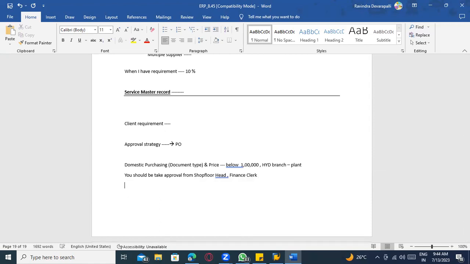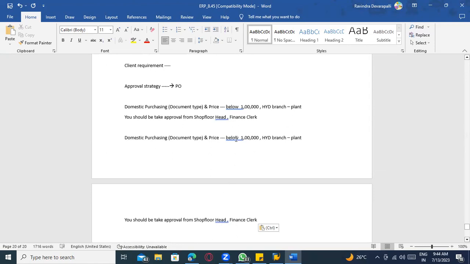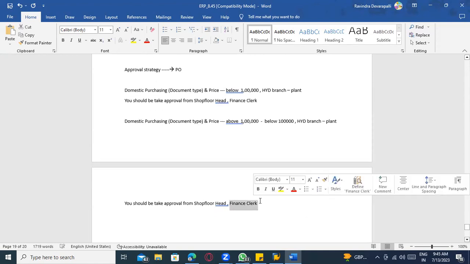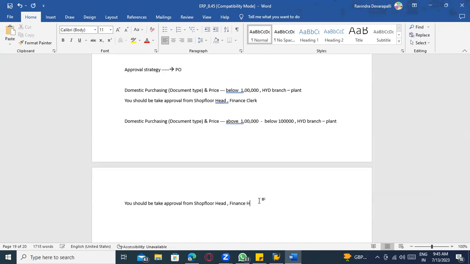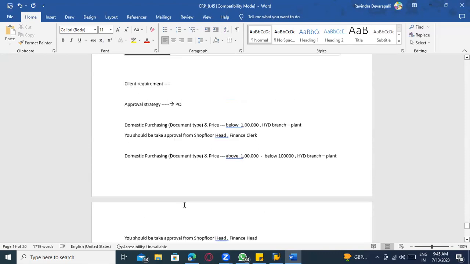Or maybe, with the same process and same levels, now it is above 1 lakh and below 10 lakhs. Between these two, when a PO is created, they say that instead of the finance clerk, this time I need to take the financial head approval. So for the shop floor head and financial head, we need to take approvals, then only this PO will be processed. So this is the client requirement.